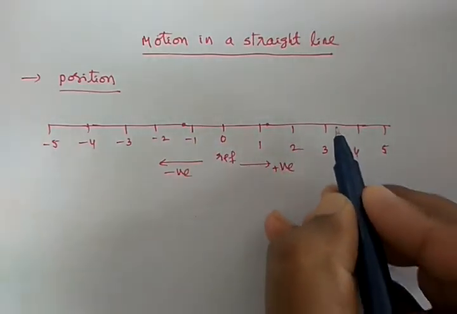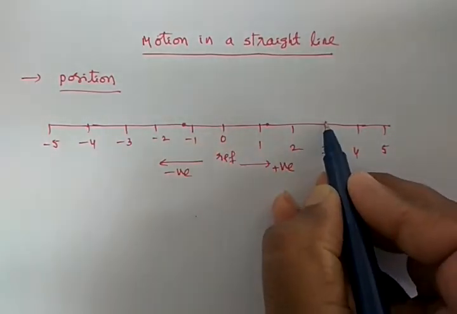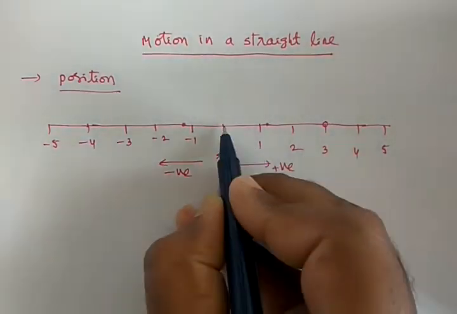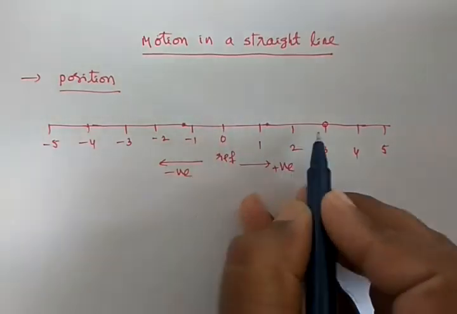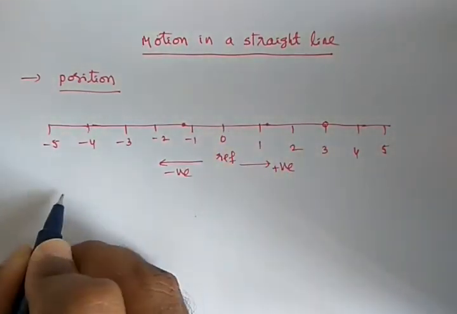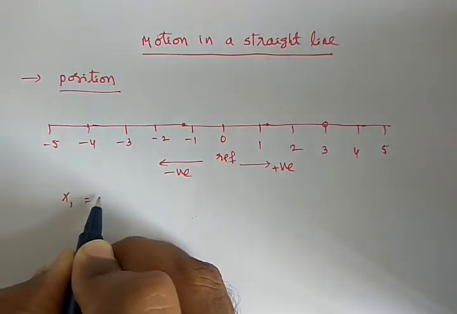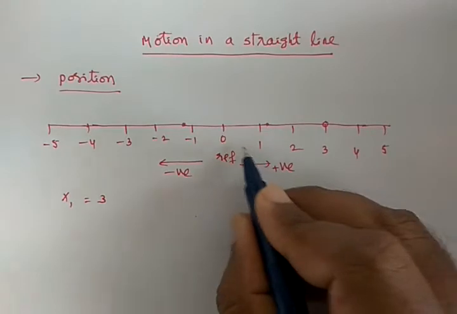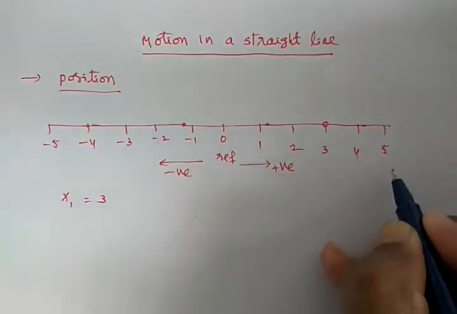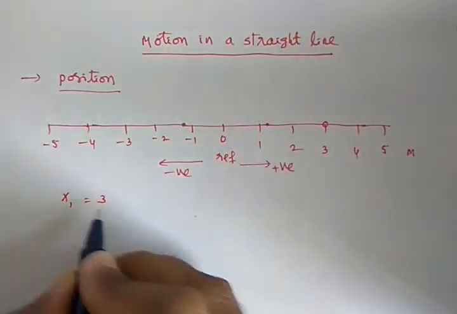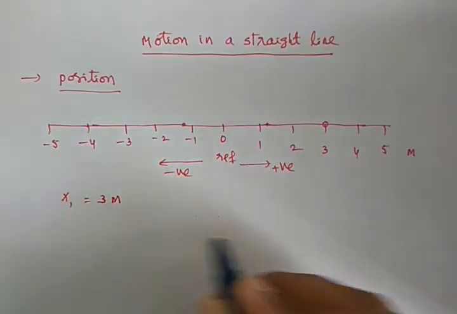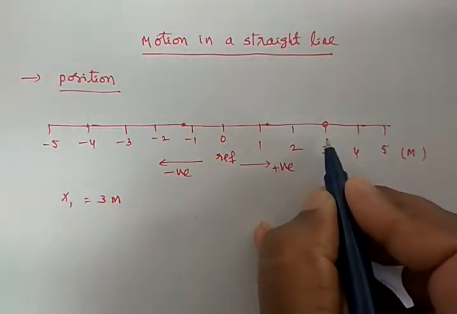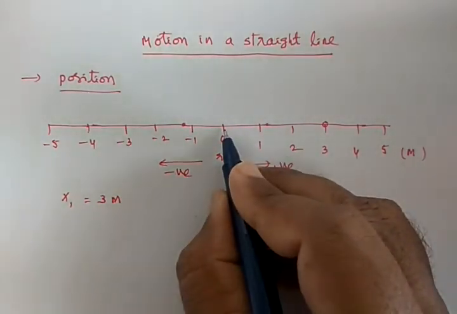For example, if you find body somewhere here, let us say if you find body from here, then with respect to this frame, you can say the location of the body, or position of the body, is let us say x1 equals 3. So you can also take its units. Maybe each grid is here 1 meter. If you say it's meter, then you can write it as 3 meter. 3 meter is the location of the body with respect to the reference frame.